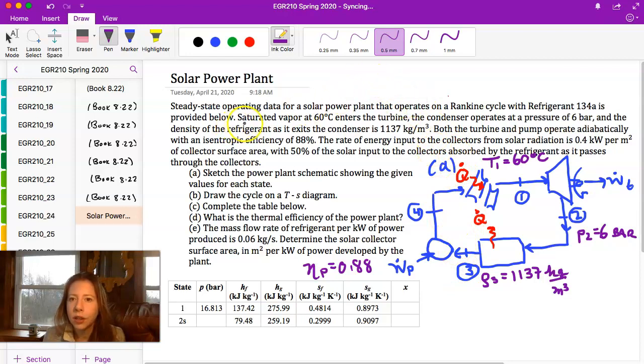And I think the condenser operates at 6 bar, and so that means that P3 is also going to be 6 bar. Going in and out of the condenser, we have the same pressure there. And the pressure is not going to change from the pump as it moves through the solar collectors. So P4 is going to equal P1. And what else do we know? Saturated vapor enters the turbine, so that means X1 is 1. And anything else that I'm missing?